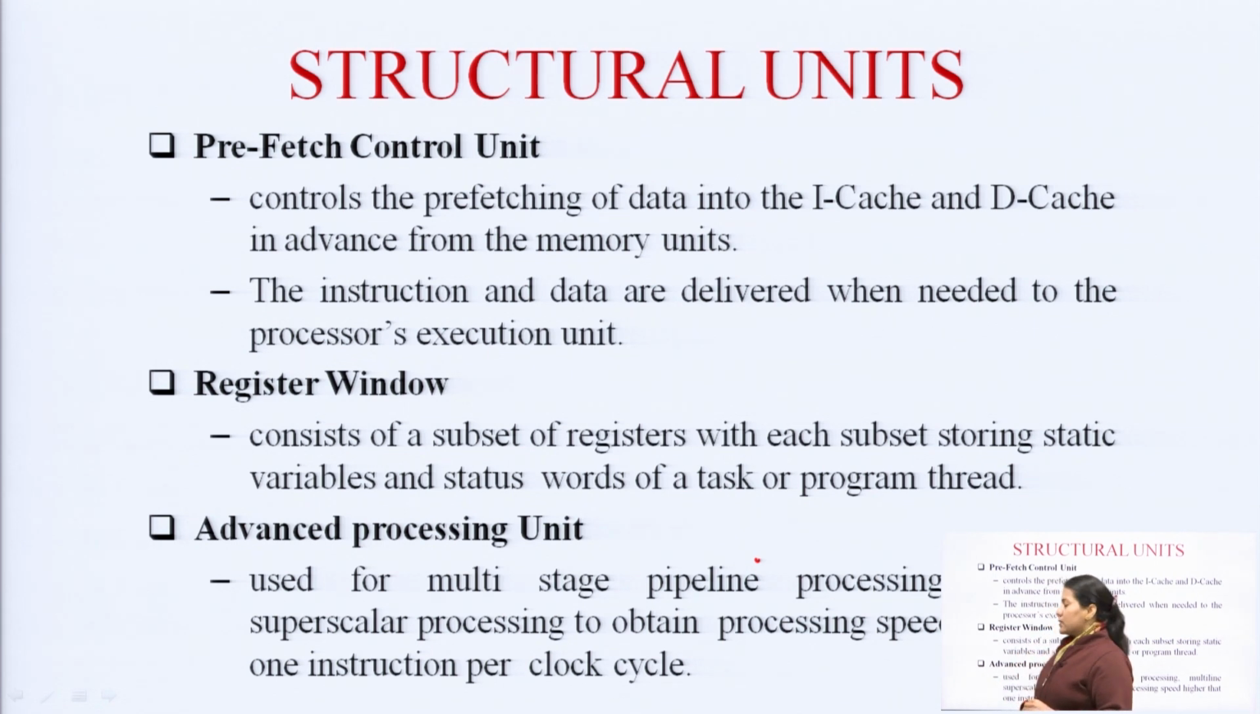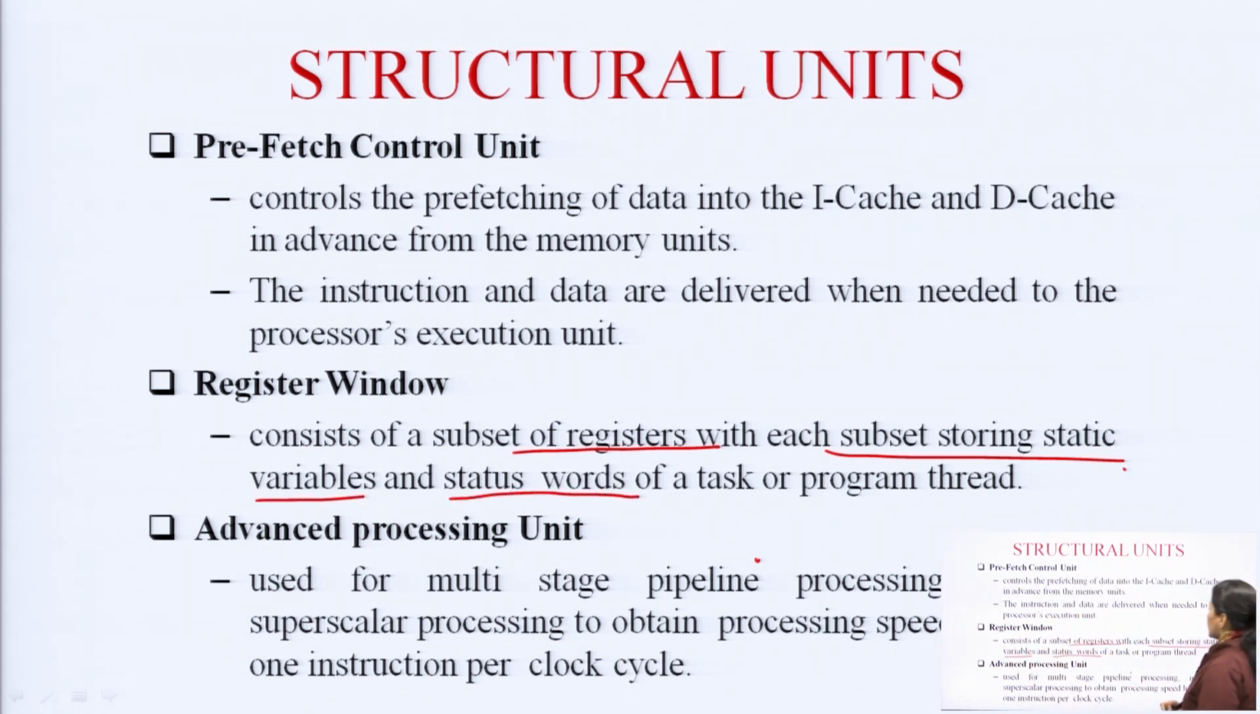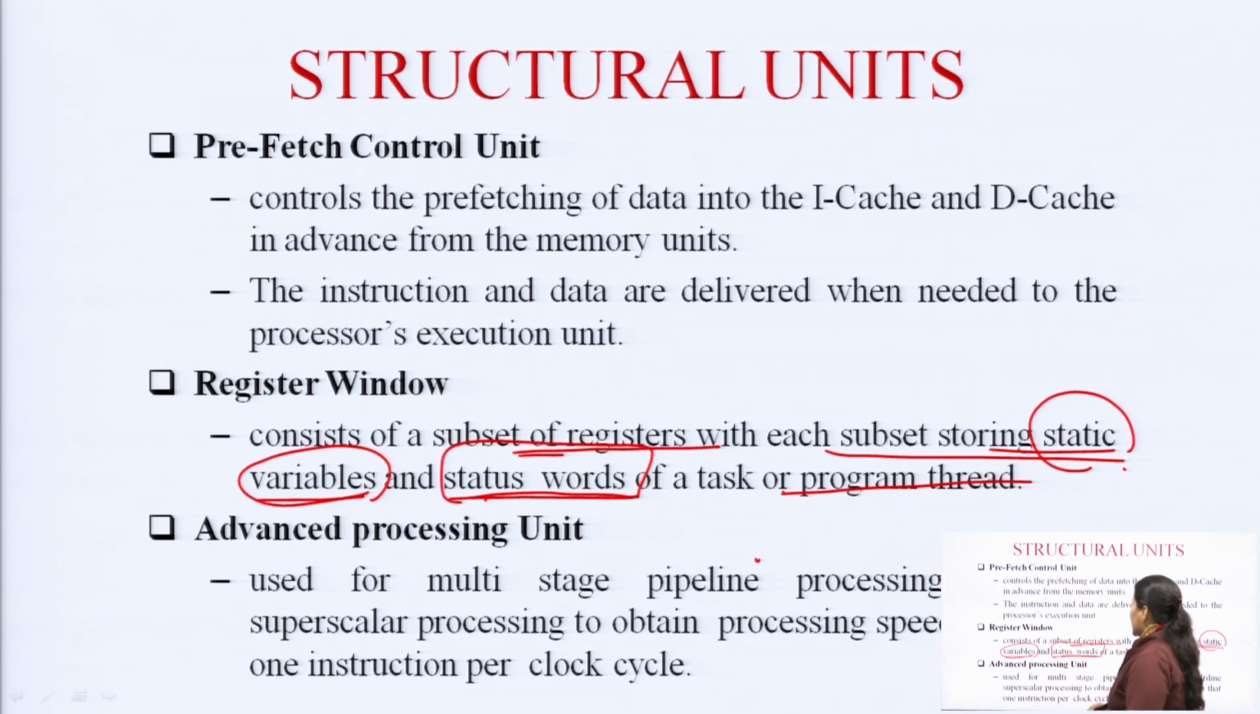So, what is the register window? It consists of a subset of registers, with each subset storing static variables and status words of a task or program thread. A register contains certain data inside it, or is used to configure certain operations. Here each subset is storing static variables, the variables which are not going to be changed, and the status words, which define certain conditions of the various processes of the various tasks or the program's thread. In this way the register window is defined.